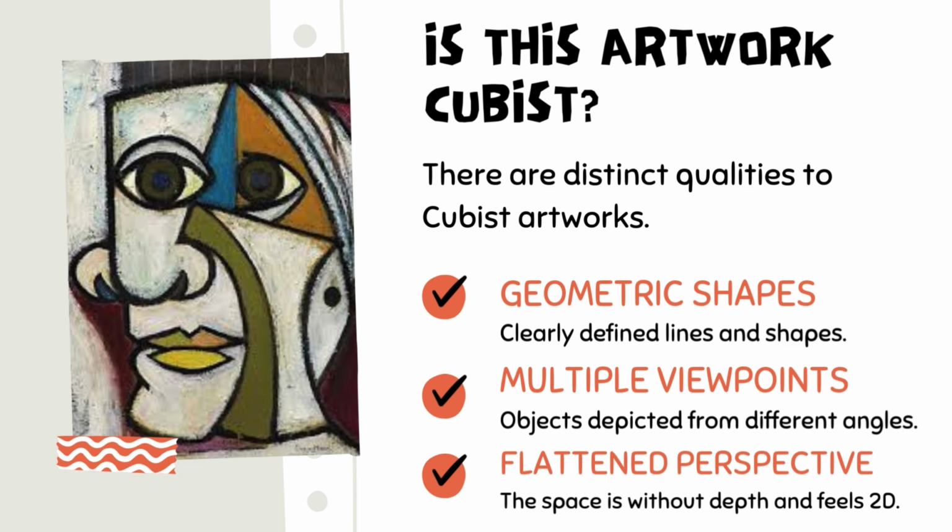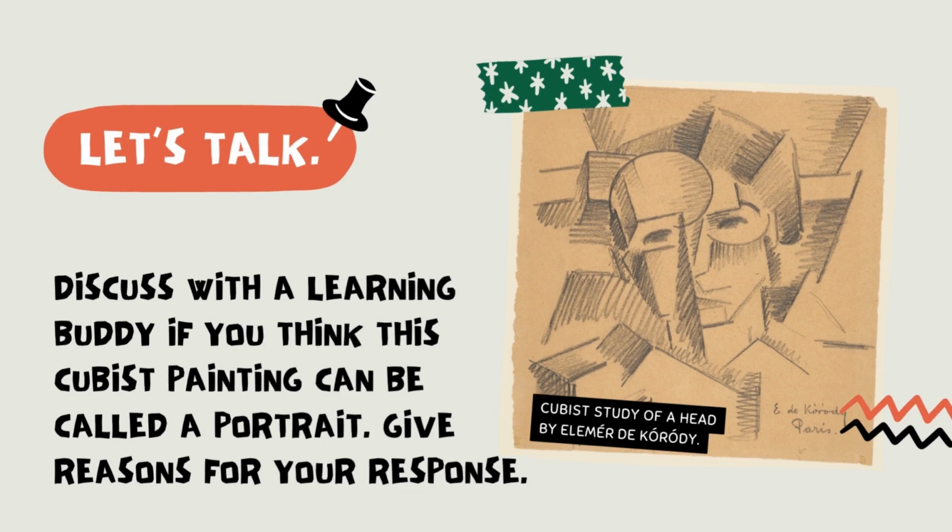Is this artwork Cubist? There are distinct qualities to Cubist artworks. For example, geometric shapes, clearly defined lines and shapes, multiple viewpoints where objects are depicted from different angles, and a flattened perspective. Would you consider this artwork a portrait?